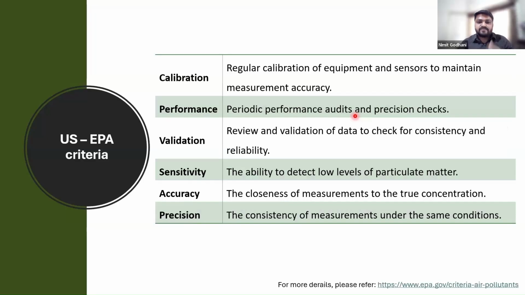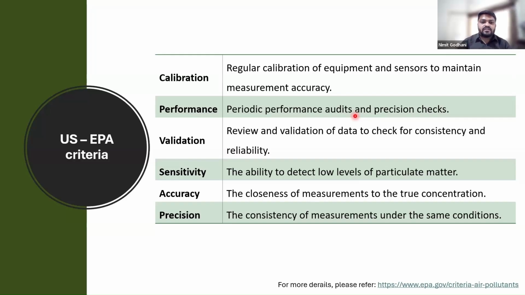There are some criteria that we have set, like regular calibration of the equipment and sensors to maintain measurement accuracy. Performance: we have to check periodic performance audits and precision checks. We maintain logbooks for each and every sensor, recording how frequently they have been calibrated at our validation site. We are validating each and every data set.